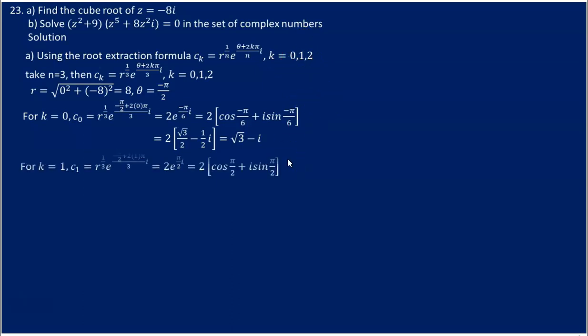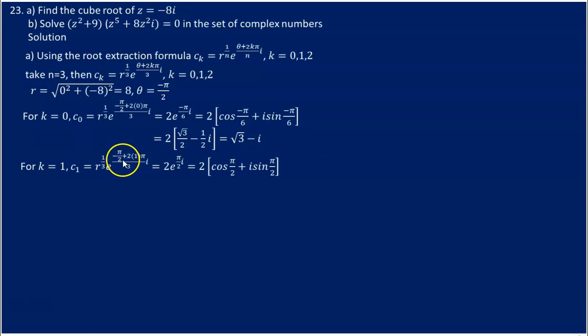Let's see. When k is 1, every other input is taken as it is. That is to say, our r value is 8 as we calculated before, and our theta is negative pi over 2. Now k is changed to be 1, so you simply put 1 in place of k in our formula. As usual, 8 to the power of 1 over 3 makes 2. And this is e to the power of minus pi over 2 plus 2 pi. Minus pi over 2 plus 2 pi makes what, students? 4 pi minus pi makes 3 pi.